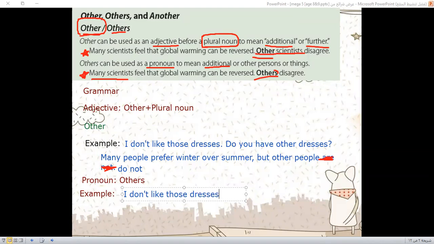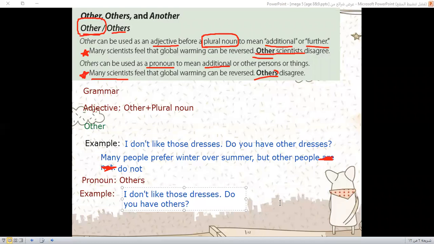No, just others. Yes, very good. So I would say, I don't like those dresses. Do you have what? Do you have others? Why, everyone? Because here others refers back to those dresses. Okay, that's why I'm going to say others.